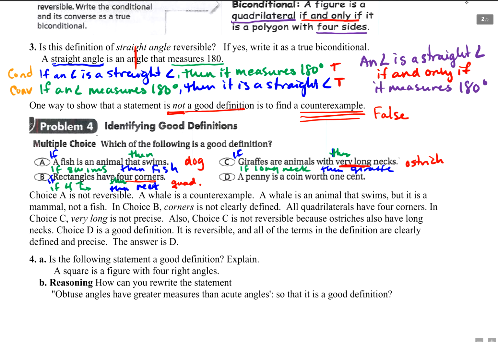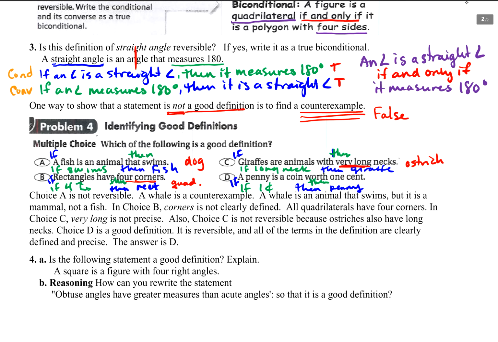A penny is a coin worth 1 cent. Let's start where we're supposed to start this time. Commonly used terms. Yes, those are easily understood. Precise. Yes, penny, 1 cent. Good precision there. Reversible. If a penny is a coin, then it is worth 1 cent. Let's switch it around. If your coin is 1 cent, then it is a penny.